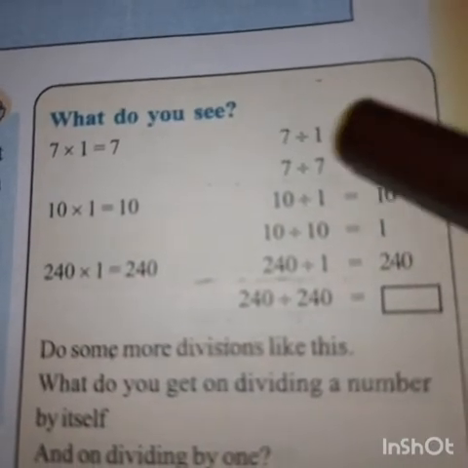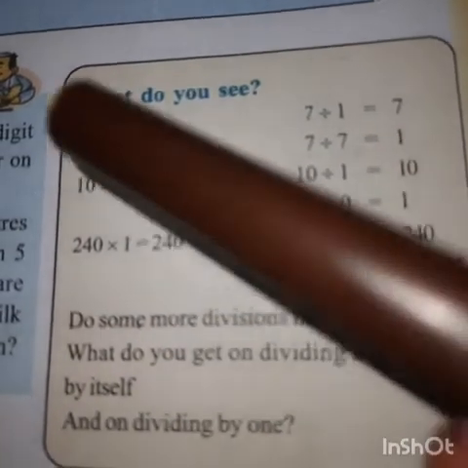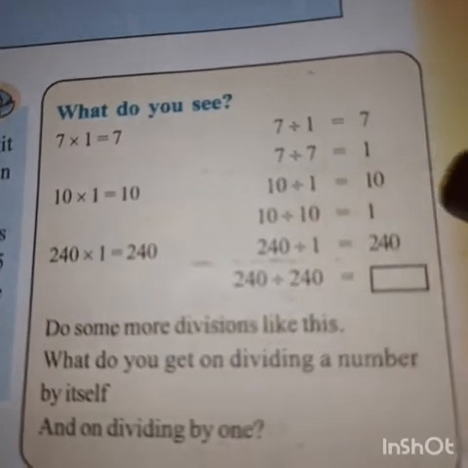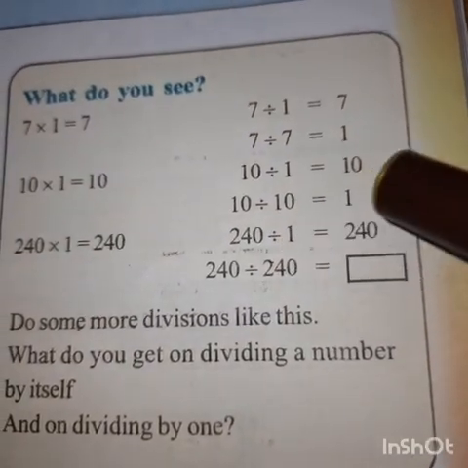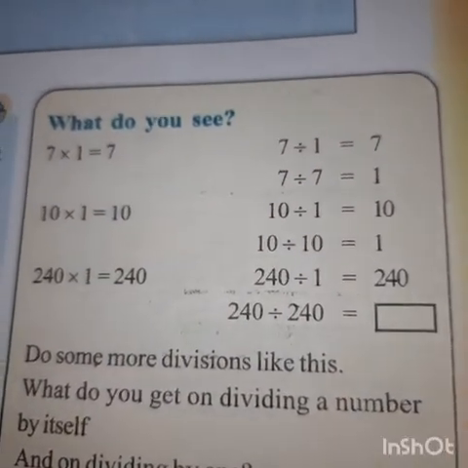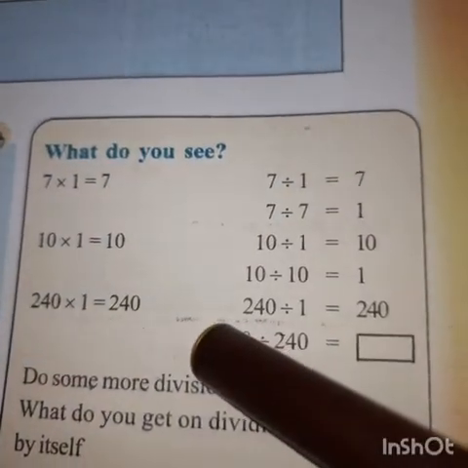7 into 1 is 7. 7 divided by 1 is 7. 7 divided by 7 is equal to 1. 10 into 1 is equal to 10. 10 divided by 1 is equal to 10. 10 divided by 10 is equal to 1. Then what do you see?